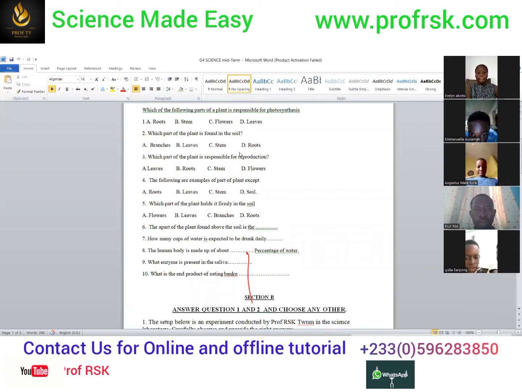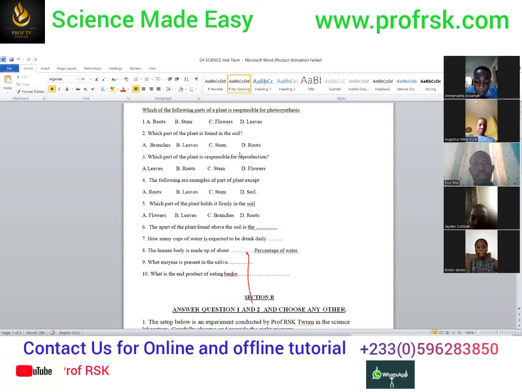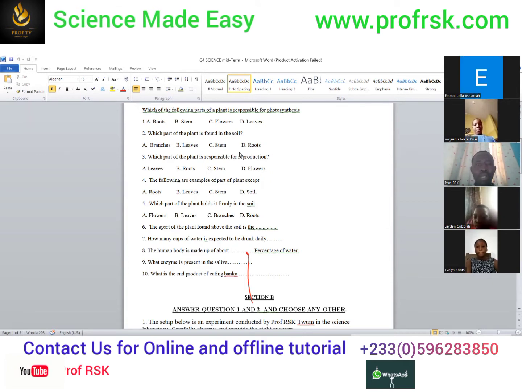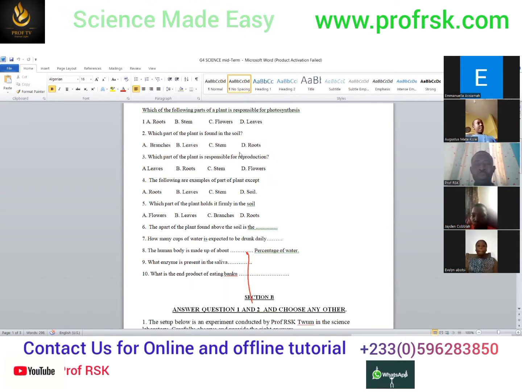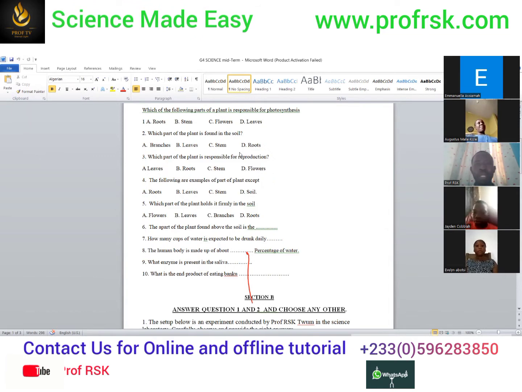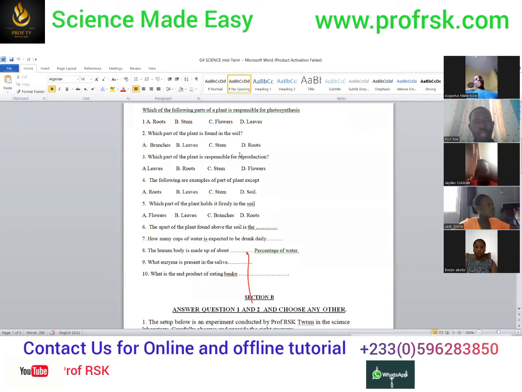The part that is found in the soil is the root, and it is true. It is the only part that is found in the soil. But in some exceptional cases, we have some part of the stem that also develops in the soil. These are extreme cases in plants. So let's move to the third question.